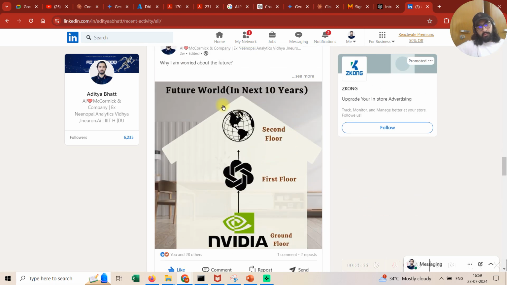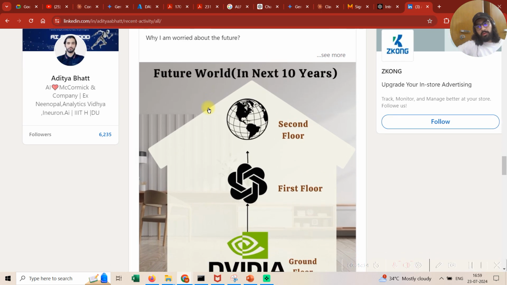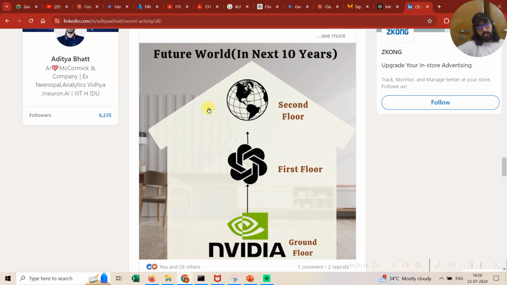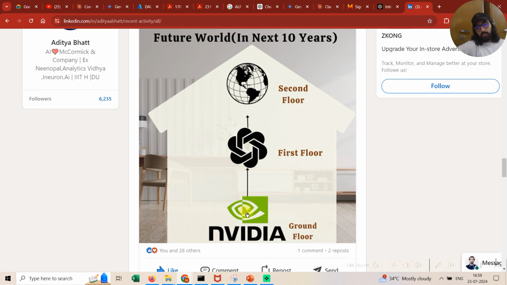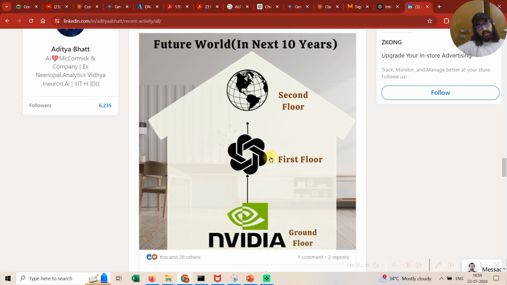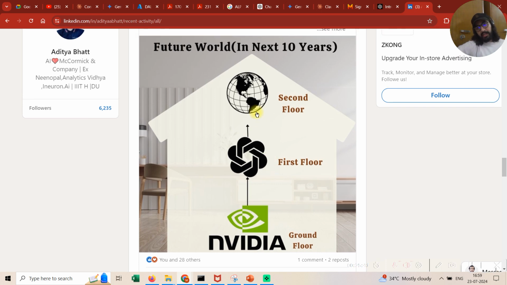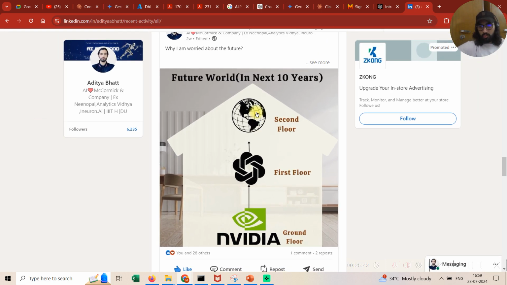Let me just see. Yeah, so see, this is my prediction of how the world is going to look in the next 10 years. Nvidia would be on the ground floor. See guys, without compute you can't do anything. The first floor would be reserved by two companies, I guess. They would be controlling 80% of the traffic, and I believe OpenAI is going to be one of them. Not sure which is going to be the second one. I believe Google has a great chance. Anthropic also has a great chance. And on the second floor, we would be building applications on top of that, or who knows, those might be getting replaced with AI as well.